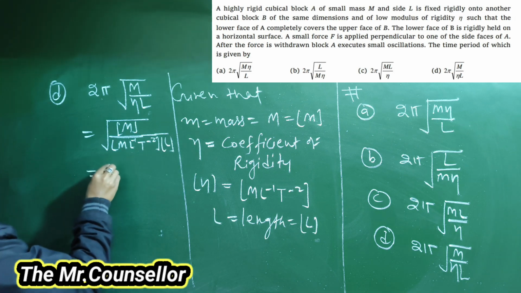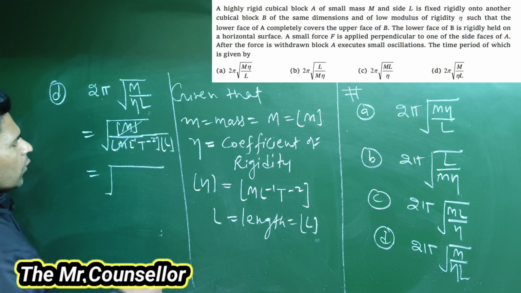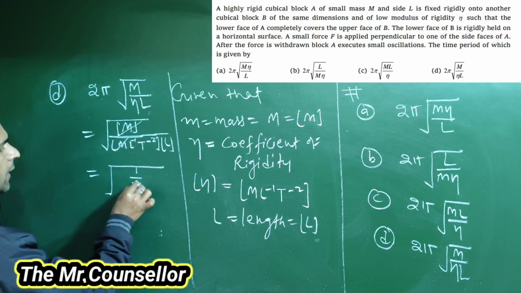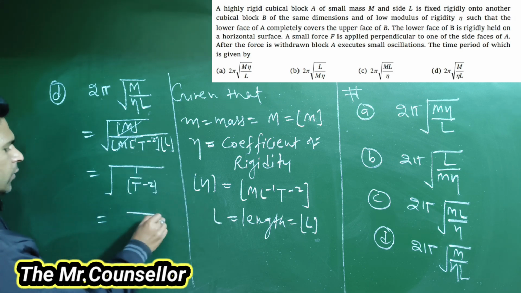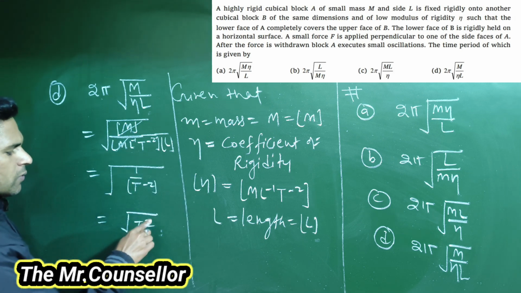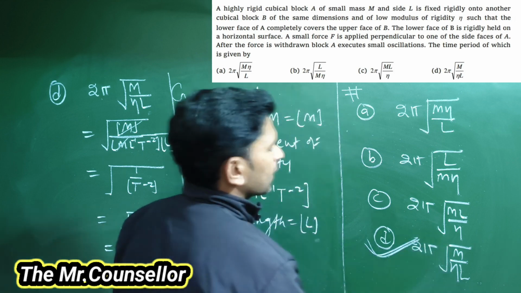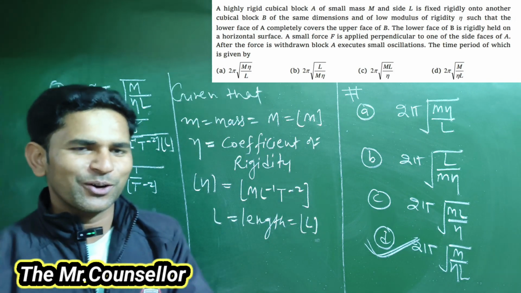Here you know very well M will cancel, and L^-1 with L will also cancel. So 1 upon T^-2, T will come upside, so it will come T square. The square will cancel with this root, so finally we will get T. It means option D is the correct answer of this question. Is it okay? Any doubt or not?